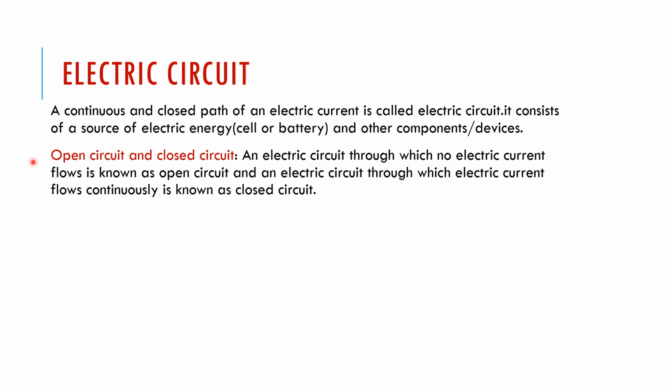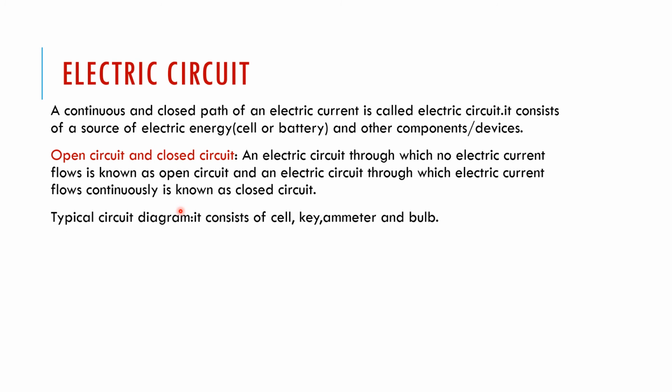We have two types of electric circuits, that is open circuit and closed circuit. What do you mean by open circuit? When it is open, that means when the circuit is switched off, we call it open. When no electric current flows in a circuit, it is an open circuit. In a closed circuit, the electric current continuously flows in the circuit. Open means there is no flow of current. Closed means there is a flow of current. In terms of the switch, open circuit means it is switched off, and closed circuit means it is switched on.